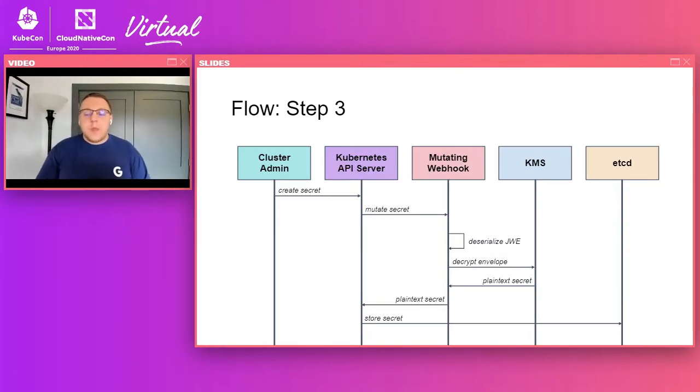Let's take a look at what this looks like in a little bit more of a flow diagram. There's a lot of moving parts. The key piece here is actually the mutating webhook. The mutating webhook receives the encrypted JWE and decrypts it before writing it to etcd. All of this happens inside of Kubernetes, so the cluster admin never needs to see the plaintext secret.